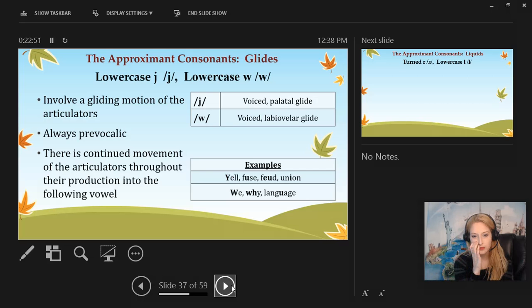Some examples for the lowercase j are yell, fuse, feud, union. And for the lowercase w: we, why, language.